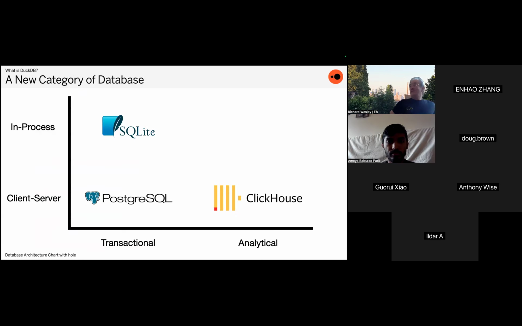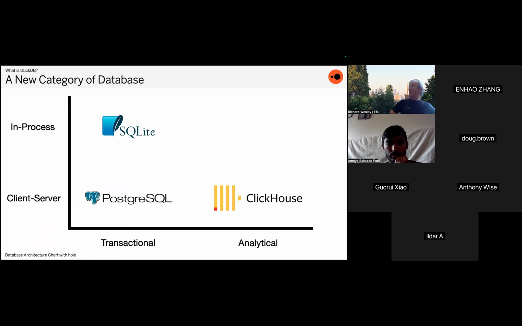So what is DuckDB? Well, there are many ways of slicing up what kinds of databases there are in the world, and this is one way of slicing us up. Traditionally, you've had client-server databases, and they were split into transactional and analytic, or OLTP and OLAP. Examples of those are Postgres and ClickHouse. I'm sticking to open source projects here.